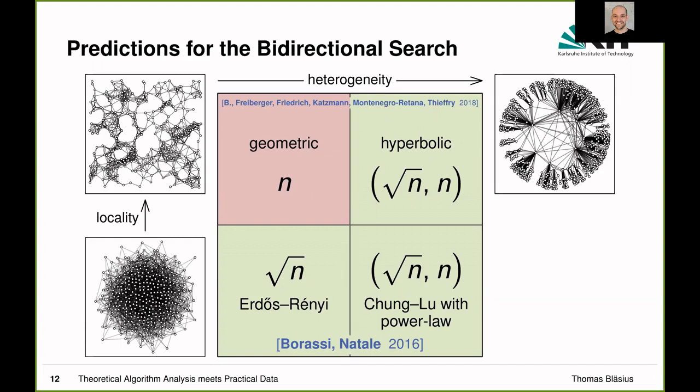So with this refined prediction, let's say, what is the refined prediction now? Earlier, the prediction was that the running time of the bidirectional search is linear. Now the prediction is that the running time of the bidirectional search is linear if you have a high level of locality and a homogeneous network, so if you are in the top left corner of this space. Otherwise, your running time of the bidirectional search should be much better than linear. This is the new prediction I get from this.